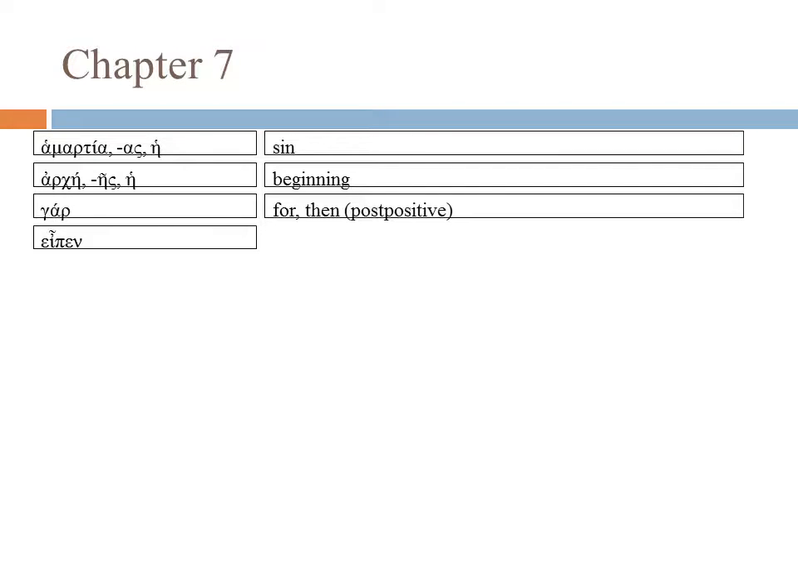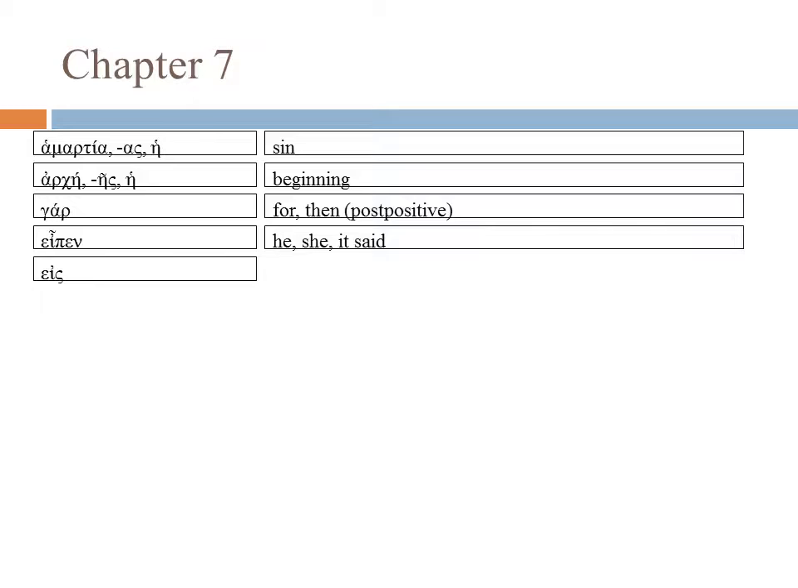Eipen. Eipen is a verb, a past tense that we will study sometime later, and it is third person, so it means he, she, it, said. The reason that you're getting these verbs at this time is because in your exercises, these are basic words that are going to come over and over and over. So just learn this. Don't worry about what form of verb it is. Just learn eipen as he, she, it, said.